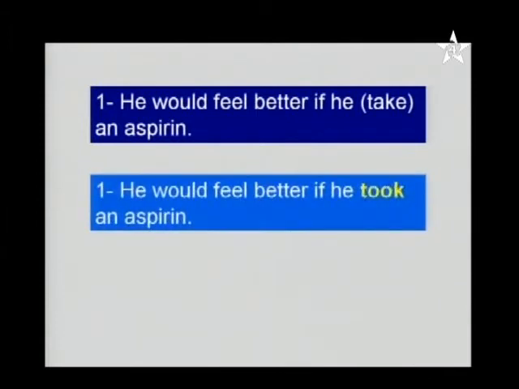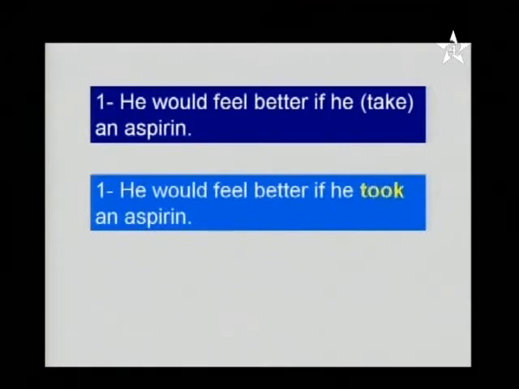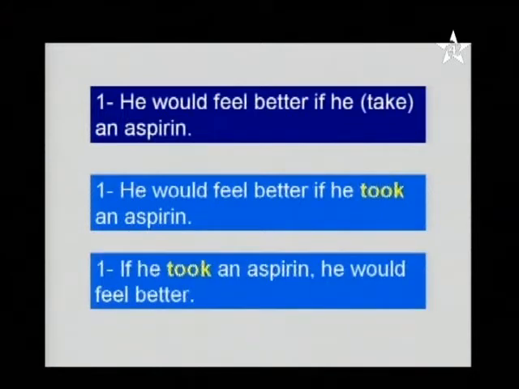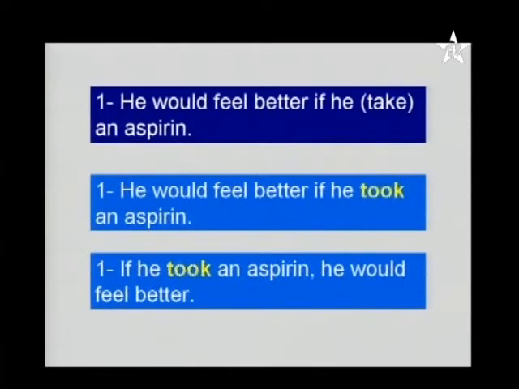Yes, he would feel better if he took an aspirin. Notice that take is conjugated in simple past here, or past simple. There is a second possibility, the same sentence, same meaning, no difference, but we can switch the clauses so that the if clause comes in the initial position. If he took an aspirin, comma. Remember to put a comma there only when the if clause is located in the initial position. If he took an aspirin, he would feel better.